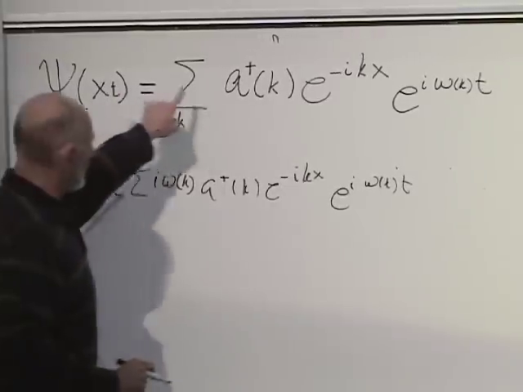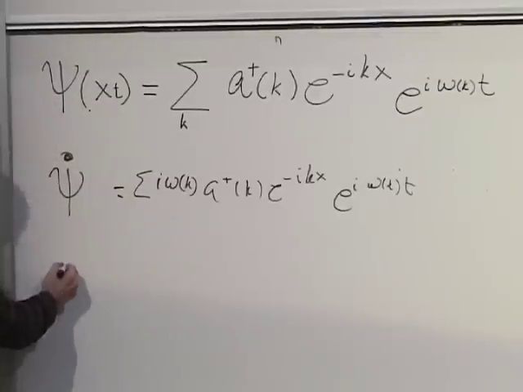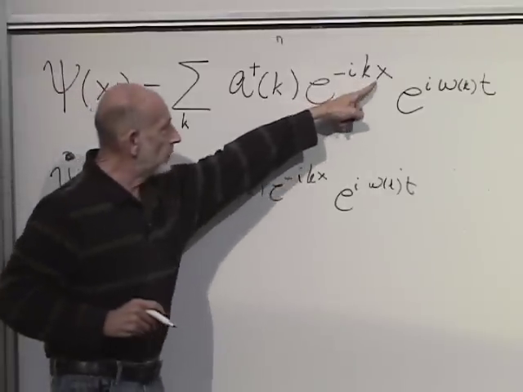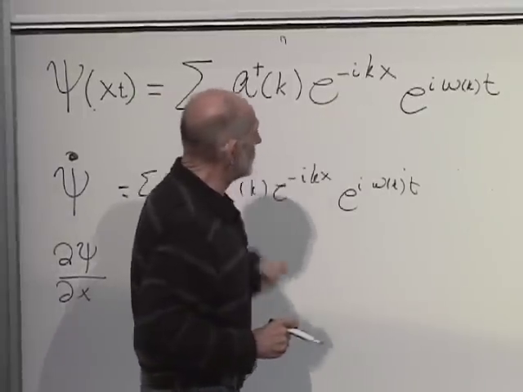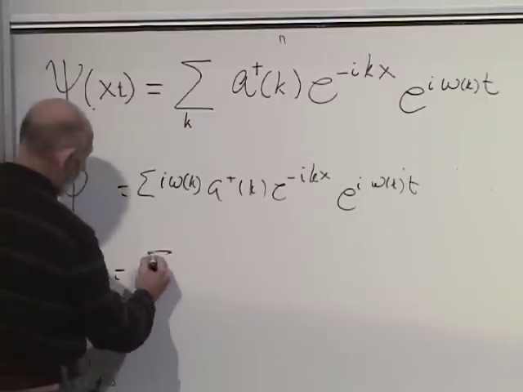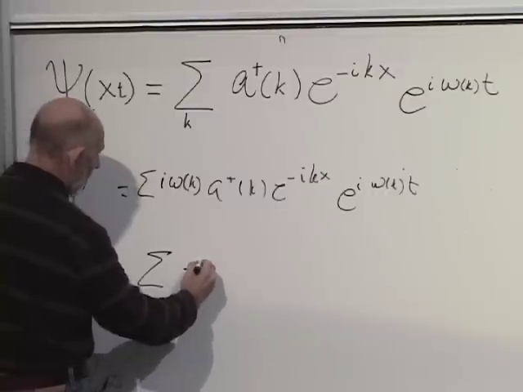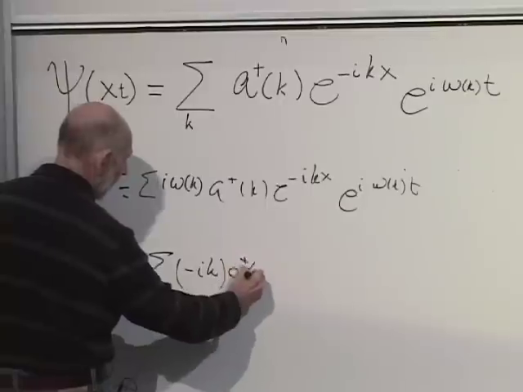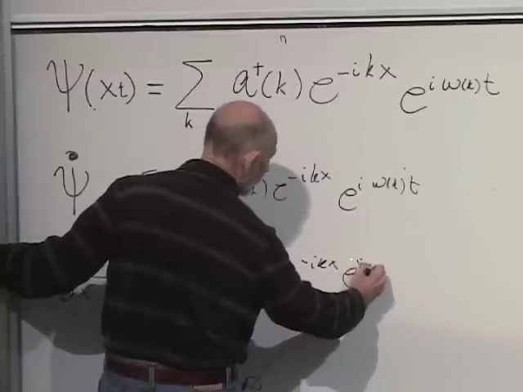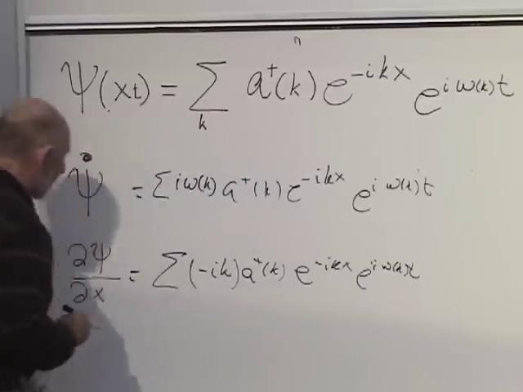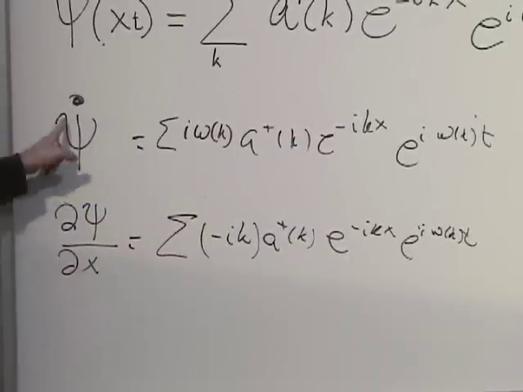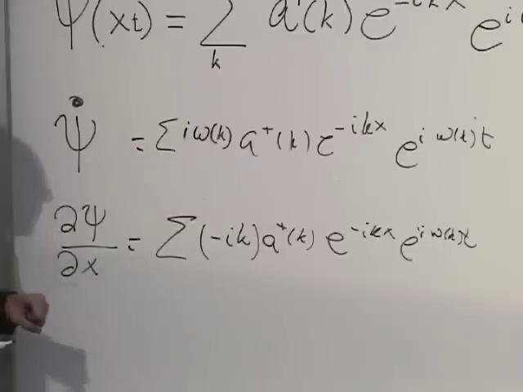Now let's look at the space derivatives. What is the space derivative, d psi by dx? Well, we do exactly the same thing. Every time we differentiate with respect to x, it pulls down a factor of minus ik. So this is equal to the same kind of thing, the summation of minus ik, a plus of k, times e to the minus I kx, e to the I omega of k t. So differentiating with respect to x always just pulls down a factor of ik. Differentiating with respect to time pulls down a factor of I omega.